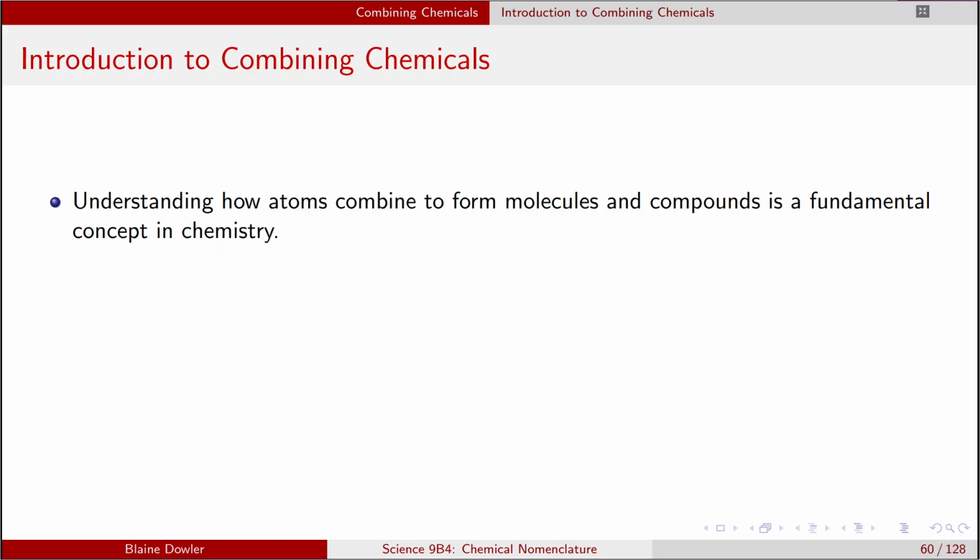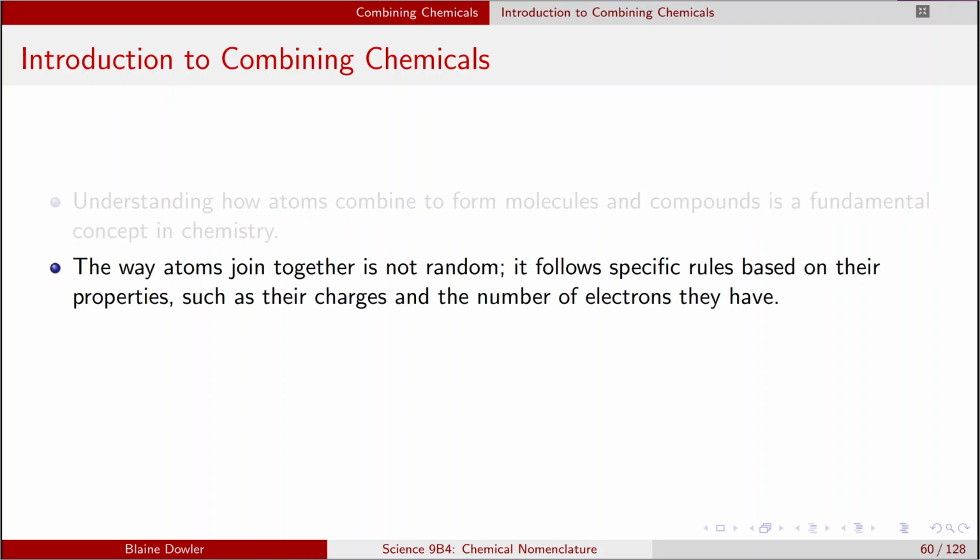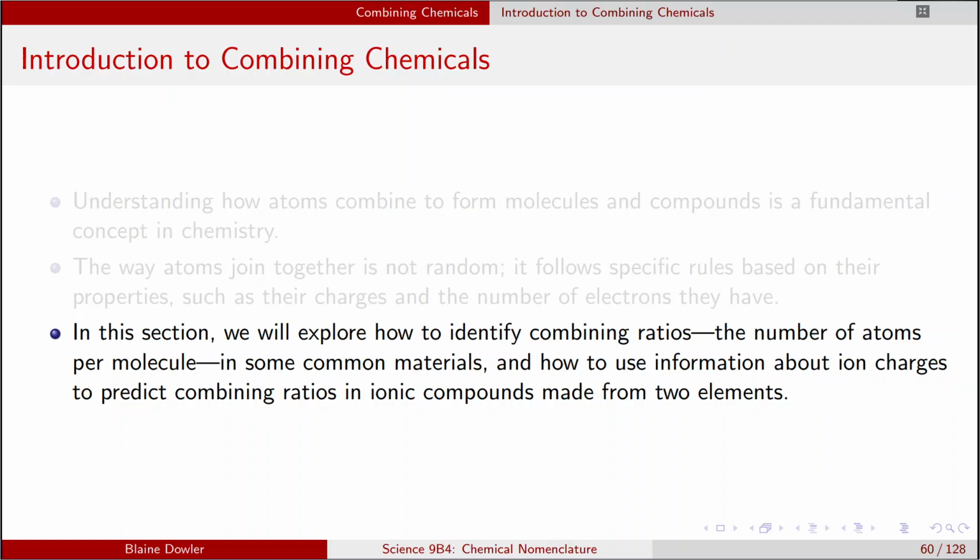Introduction to combining chemicals. Understanding how atoms combine to form molecules and compounds is a fundamental concept in chemistry. The way atoms join together is not random. It follows specific rules based on their properties, such as their charges and the number of electrons they have. In this section and video, we will explore how to identify combining ratios, the number of atoms per molecule, in some common materials, and how to use information about ion charges to predict combining ratios in ionic compounds made from two elements.